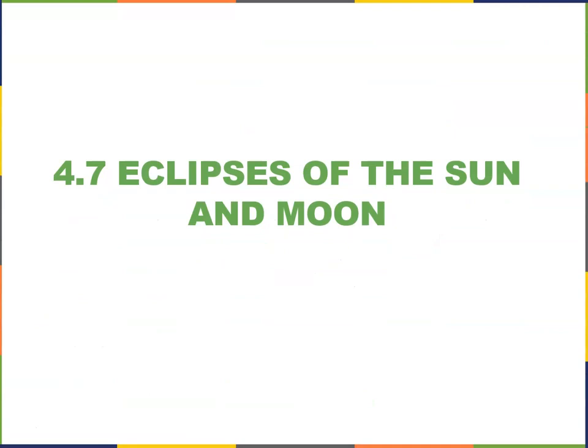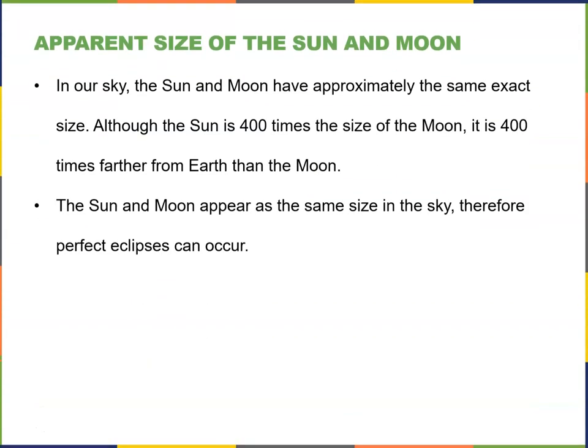Our next section is on the eclipses of the sun and moon. In our sky, the sun and the moon have approximately the same size. The sun is 400 times larger than the moon, however, it is 400 times farther from us than the moon. Because of this, we can have solar eclipses, because the appearance of the moon in our sky is the same as the appearance of the sun in our sky.